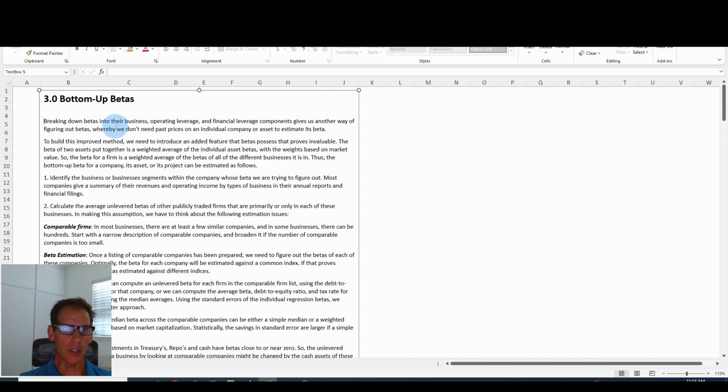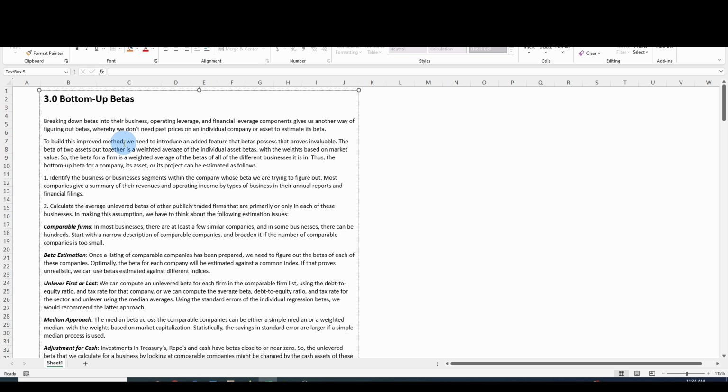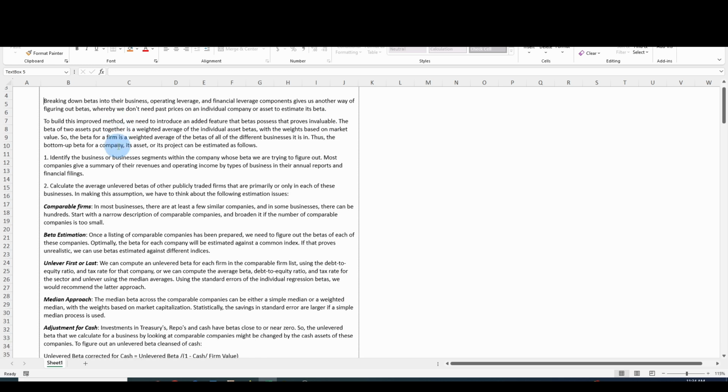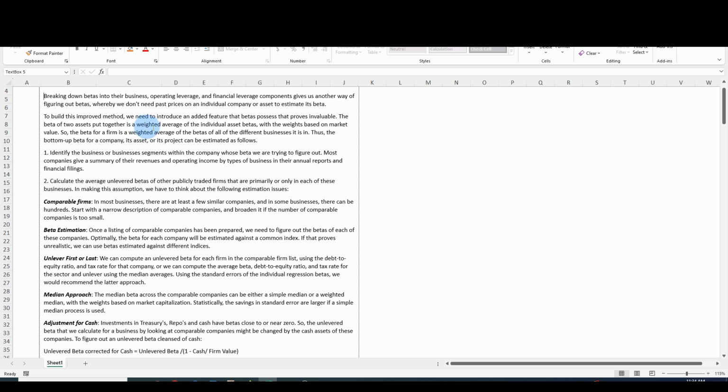Breaking down betas into their business, operating leverage, and financial leverage components gives us another way of finding out betas, whereby we don't need past prices on an individual company or assets to estimate its beta. To build this improved method, we want to introduce an added feature that betas possess that proves invaluable.